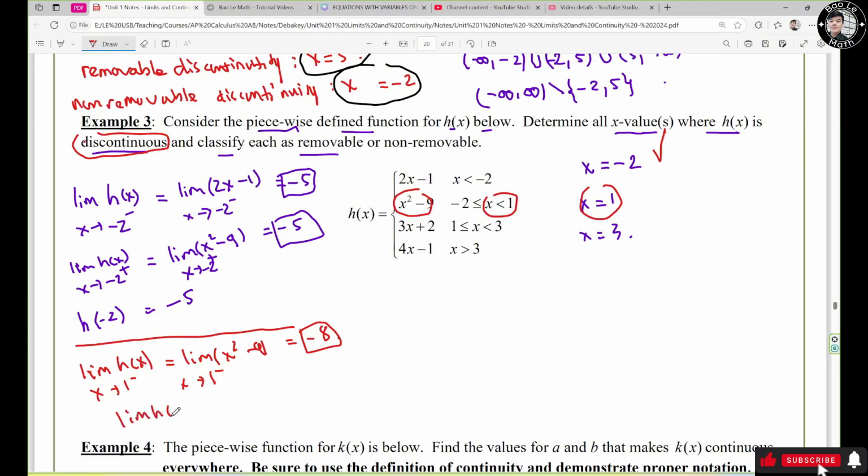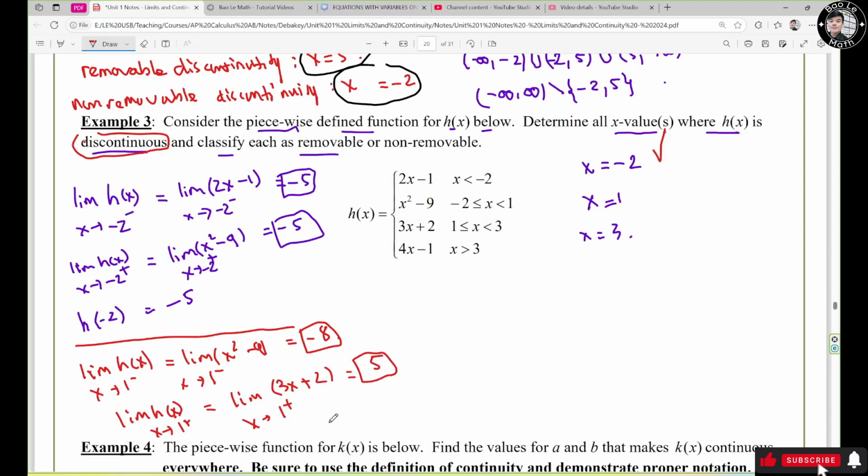Right? Now the next one, the limit of the function h of s when s approaches 1 plus. It's going to be the limit of the function 3s plus 2 right here, right? 1 plus means greater than 1, right? So you have 3s plus 2 when s approaches 1 plus, right? Now you substitute 1 for s, so it would be 5, right?